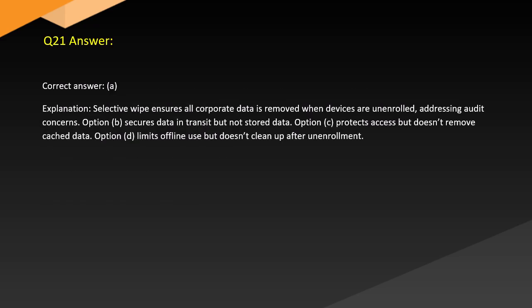Answer. Correct answer: A. Explanation. Selective wipe ensures all corporate data is removed when devices are unenrolled, addressing audit concerns. Option B secures data in transit but not stored data. Option C protects access but doesn't remove cached data. Option D limits offline use but doesn't clean up after unenrollment.